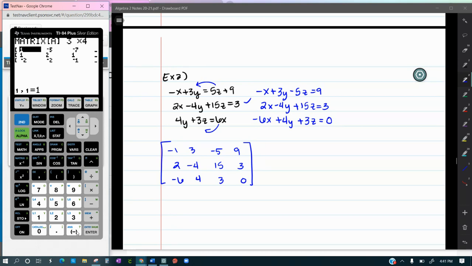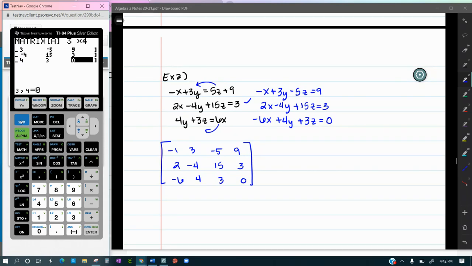And now let's enter these new numbers. -1, enter, 3, enter, -5, enter, 9, enter. Now we're down to second row. 2, enter, -4, enter, 15, oopsie, delete, clear is what you need. Where's I at? I was on the third one. 15, there we go, and 3, and -6, and 4, 3, and 0. Press enter to make sure it goes in there.